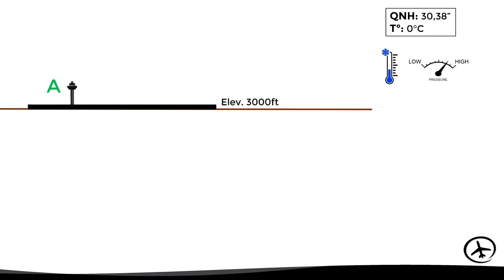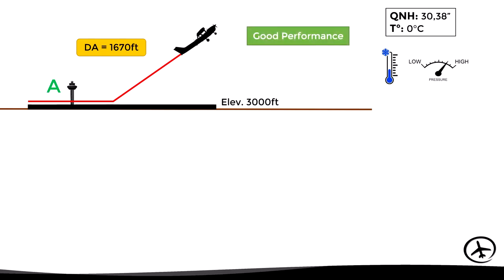In this particular case, it is 1,670 feet. In other words, aircraft operating at this airport will behave as if they were flying at 1,670 feet, which means that they will present a good performance.